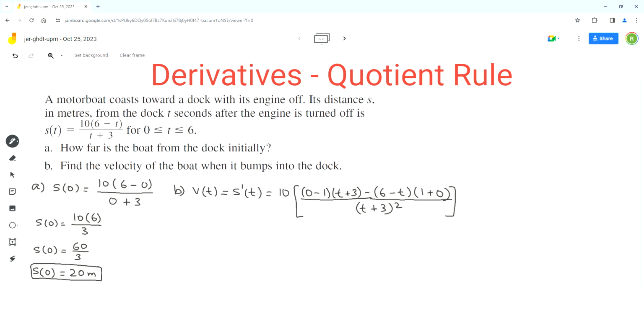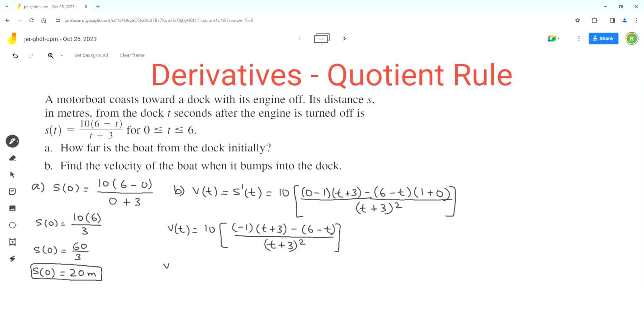Now we can simplify this expression. So we have v(t) equals 10, and in the parentheses, 0 minus 1 is negative 1. So we do negative 1 times (t + 3). And in the second part, 1 plus 0 is just 1, and multiplication by 1 won't change anything. So just (6 - t) in parentheses, over (t + 3) squared.